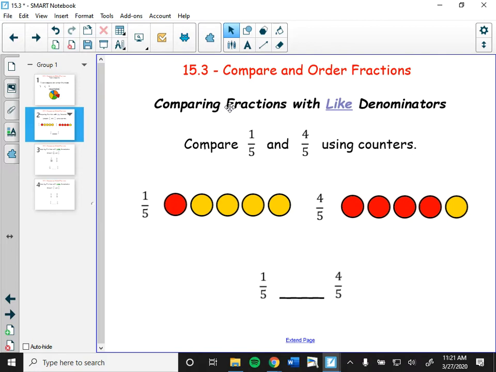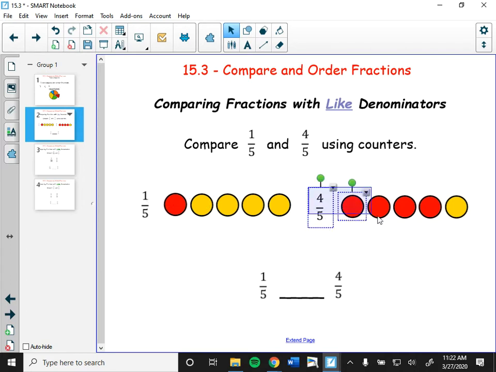Right now we're comparing fractions with like denominators. Like denominators means they're the same denominator. Remember, the denominator is our bottom number, so in this case it would be the 5 on these two fractions. We are going to compare 1/5 and 4/5 using counters. We're looking at the red counters. This one is 1/5. There's one filled out here.